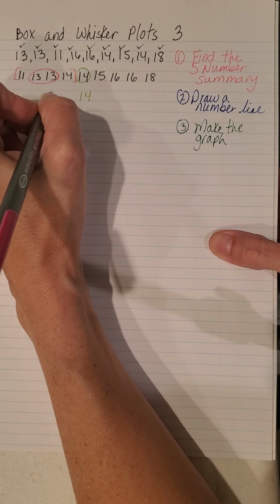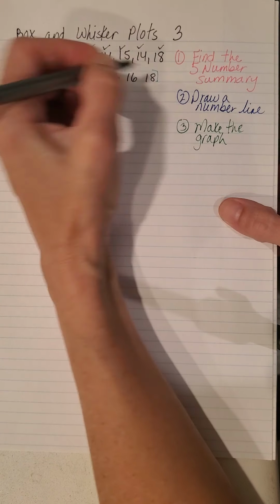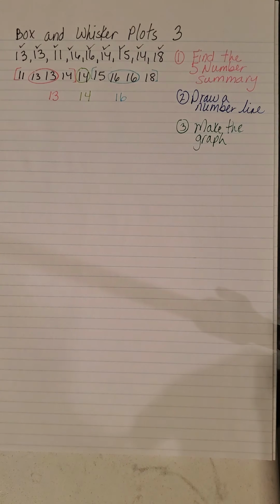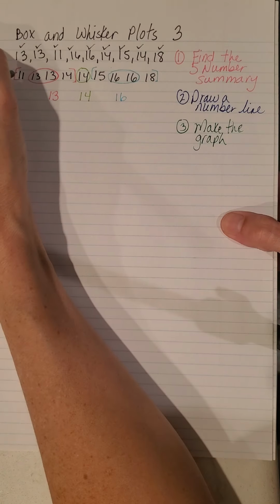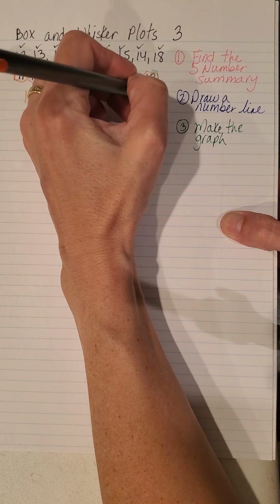So I have 13 and 13, which is just 13. And if I look at my upper half, the middle 2 numbers are both 16, so the middle is still 16. It's kind of weird that it does that. I think it's set up so that you have nice whole numbers, but that's not always going to happen. Here's my min, 11, and my max, 18.